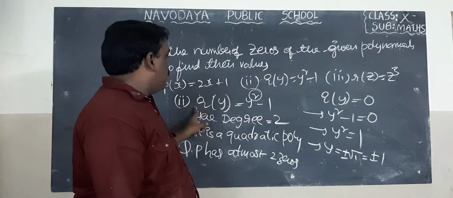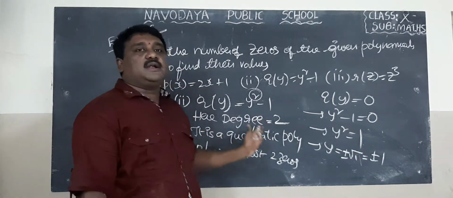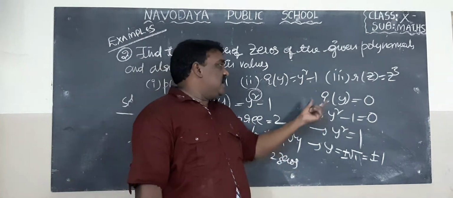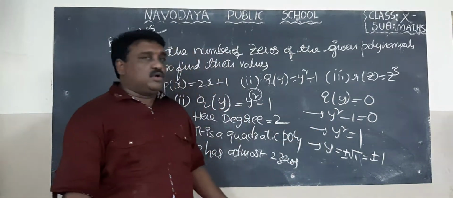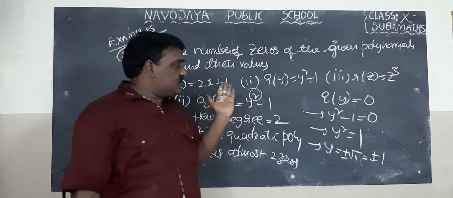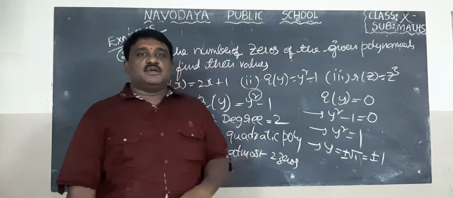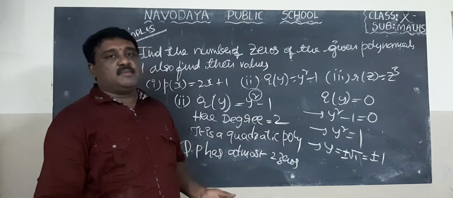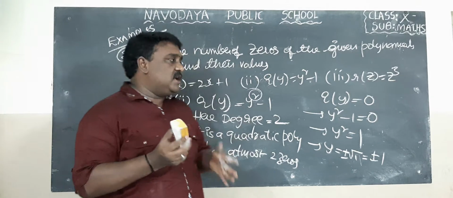Second one. Q of y equal to y square minus 1. Degree is 2. It is a quadratic polynomial. A quadratic polynomial has at most 2 zeros. Let us equate q of y to 0. Y square minus 1 equal to 0. Minus 1 becomes plus 1. Y square equal to 1. Okay? Square becomes root. Along with root, what we need to write? Plus or minus. So it becomes plus or minus 1. So what is the y value? Plus or minus 1. Plus 1 comma minus 1 are the zeros of the polynomial.